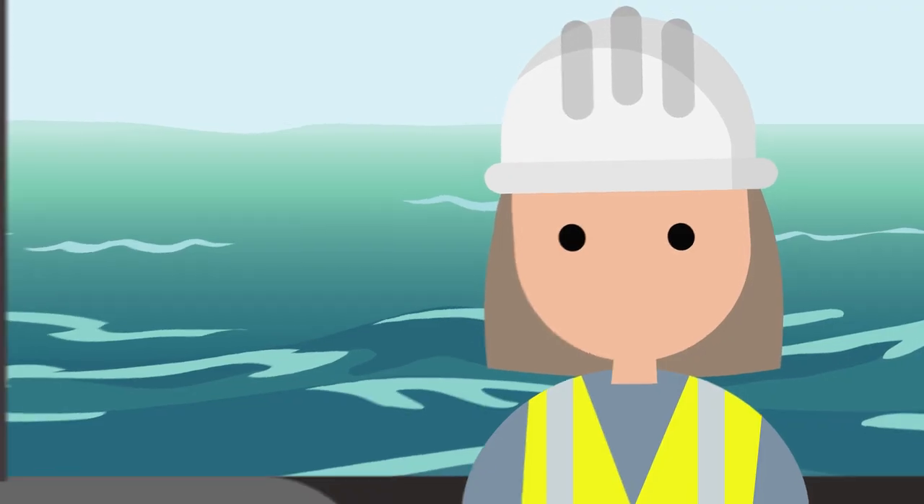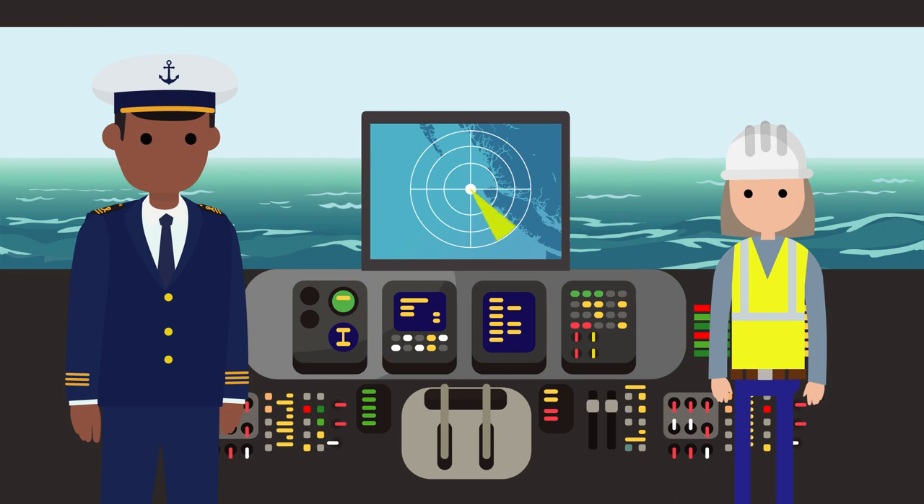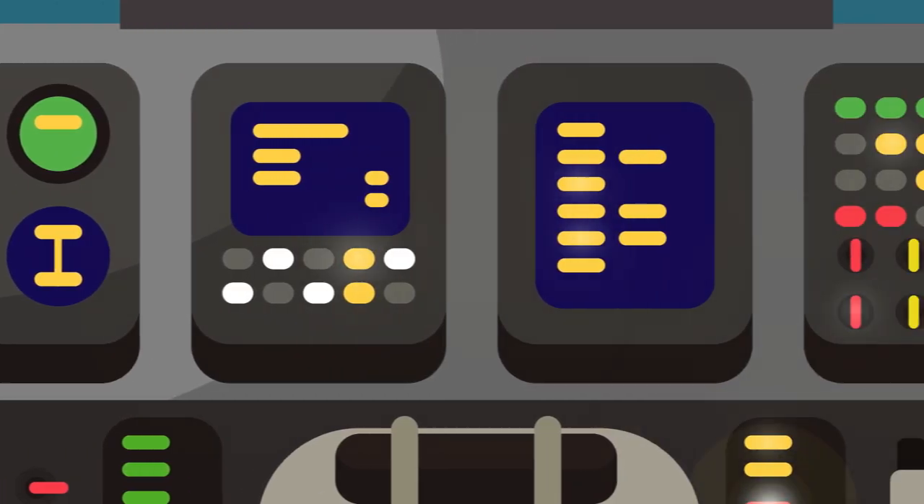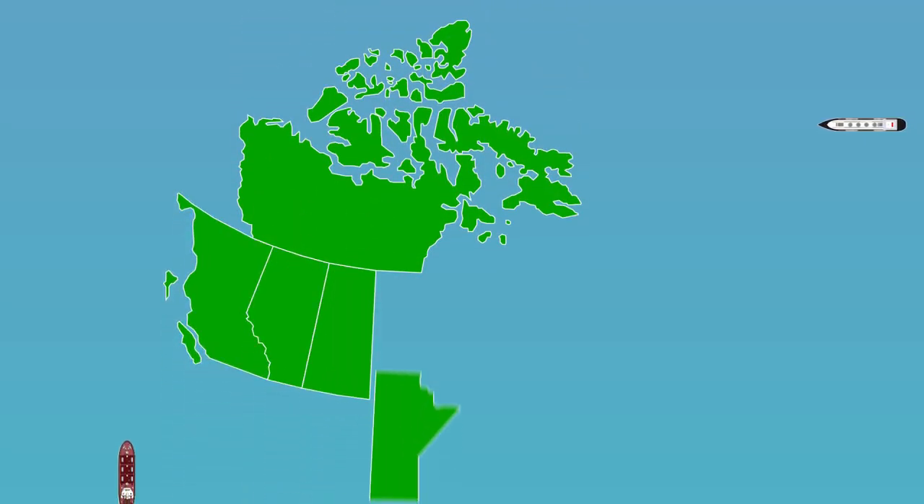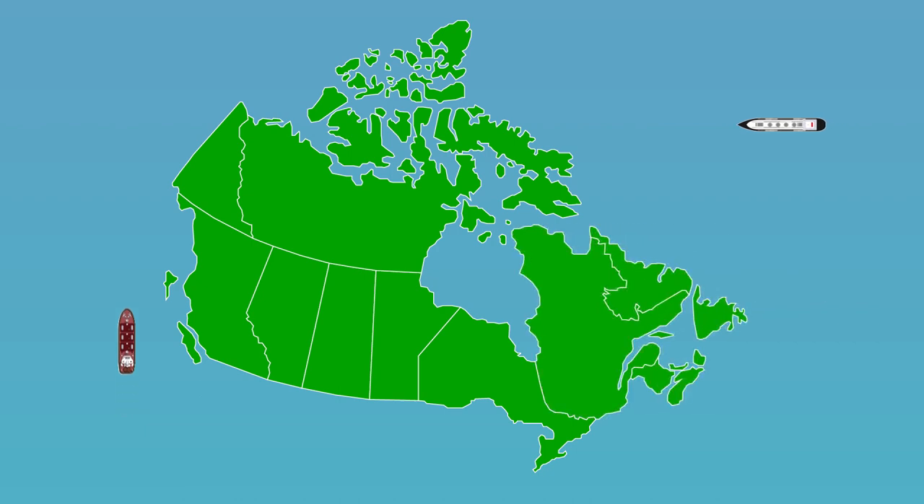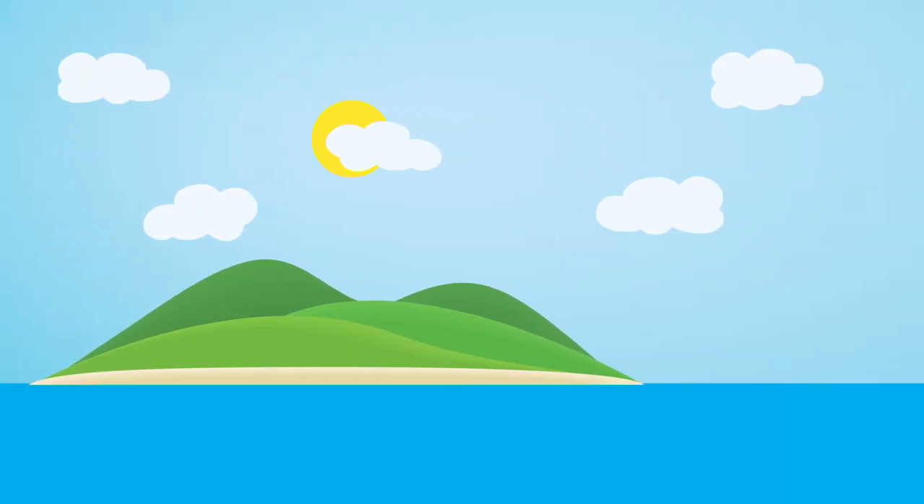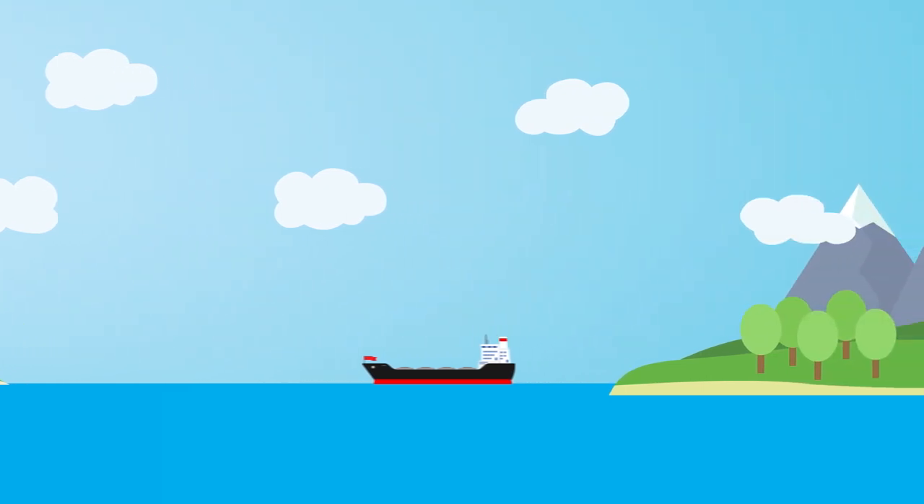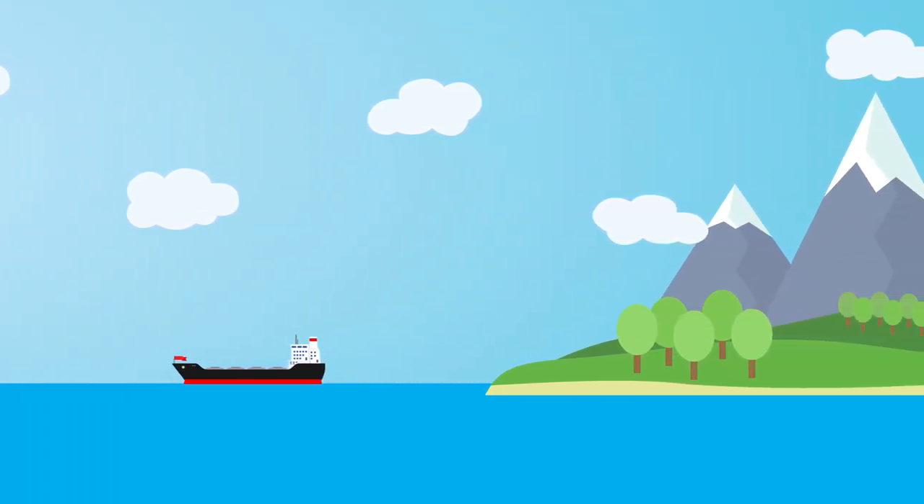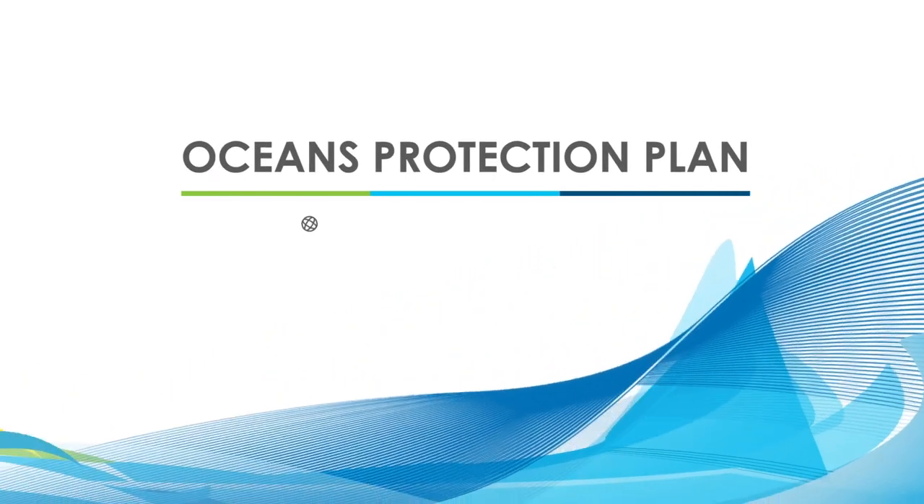Transport Canada inspectors also board vessels to inspect them and make sure they're operating safely and following Canadian and international laws. Canada benefits from an effective marine safety system that follows international standards, and it's becoming even stronger under the new Oceans Protection Plan. This $1.5 billion plan will help ensure Canada's coasts and waterways are protected for generations to come. You can learn more about the Oceans Protection Plan by visiting our website.